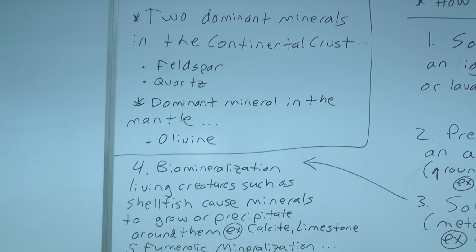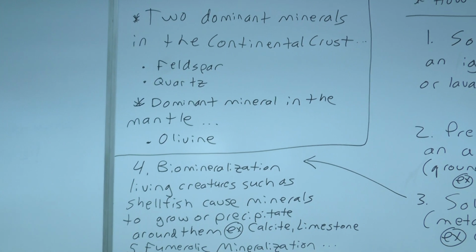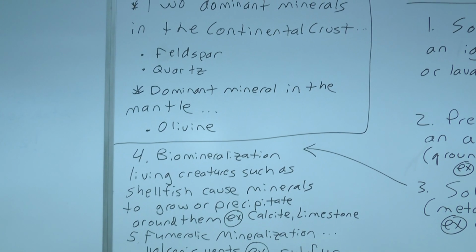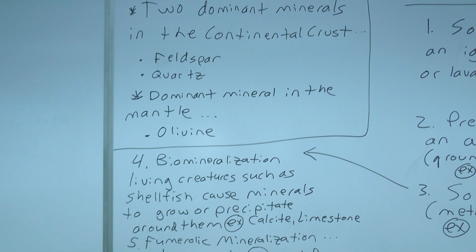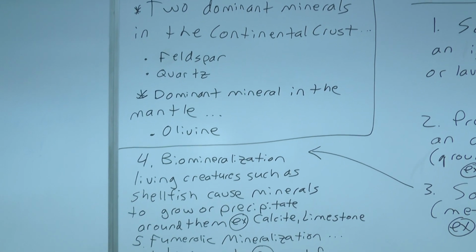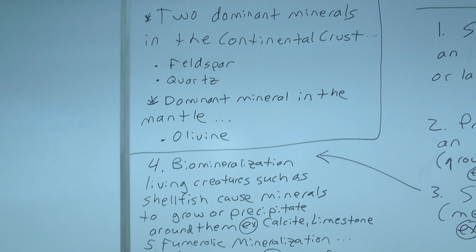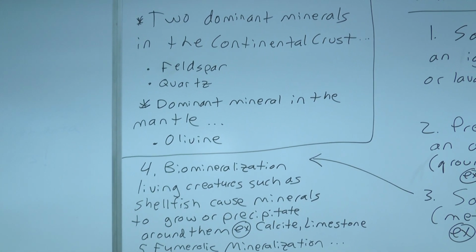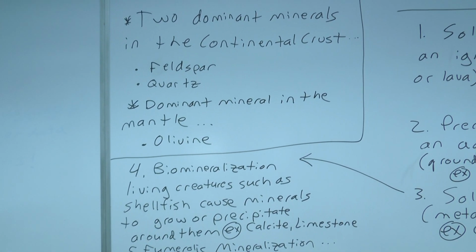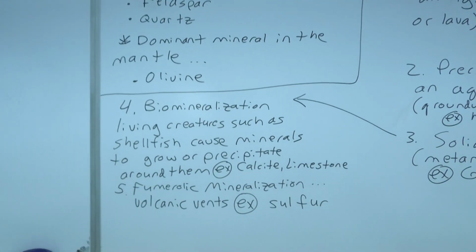Okay, so the dominant mineral in the mantle is olivine. The mantle, as you might remember from your 9th grade earth science class, is the thickest layer of planet Earth, and it's made of olivine. Olivine is a green mineral, and hopefully next week I'm going to have some more minerals out to hold up and show you guys, and I'll show you the olivine. It's a nice olive green color.